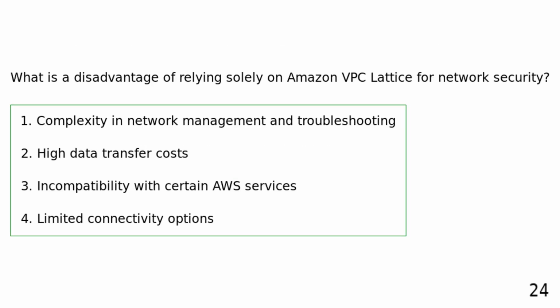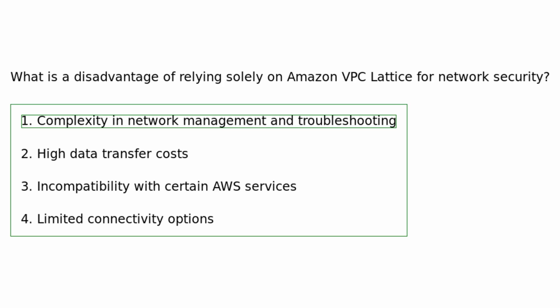What is a disadvantage of relying solely on Amazon VPC Lattice for network security? Complexity in network management and troubleshooting. High data transfer costs. Incompatibility with certain AWS services. Limited connectivity options. A disadvantage is the complexity in network management and troubleshooting that may arise, requiring additional expertise and oversight.